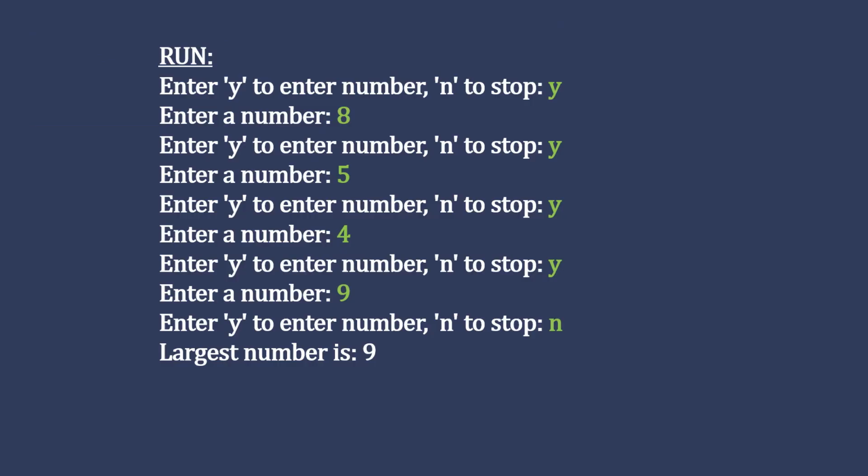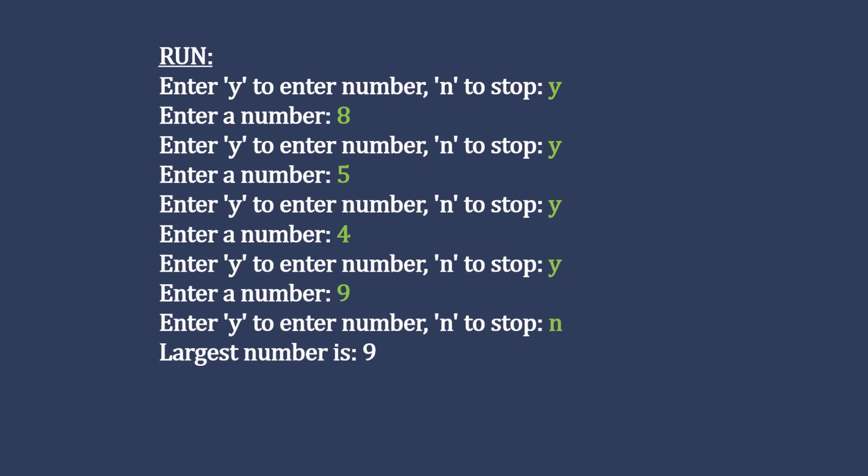While running, it will print enter y to enter the number and n to stop. The user will enter y and it will ask the user to enter a number. The user will enter a number, let's say 8. The second time also it will print whether to enter a number or to stop. And if you type y, then it will again ask you to enter another number. Let's say the number entered is 5.